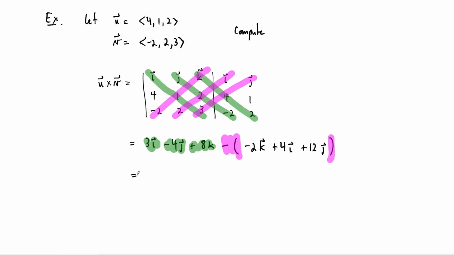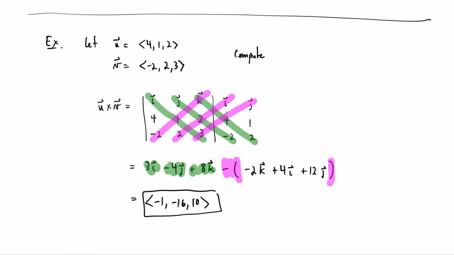So this becomes 3 minus 4 i. In the first component we have 3 minus 4, negative 1. In the j we have negative 4 minus 12. That's minus 16, so minus 16 in the j component. And then in the k we have 8 minus negative 2, so 8 plus 2, that's 10. And so there we go. There's our cross product. U cross V is negative 1, negative 16, 10.